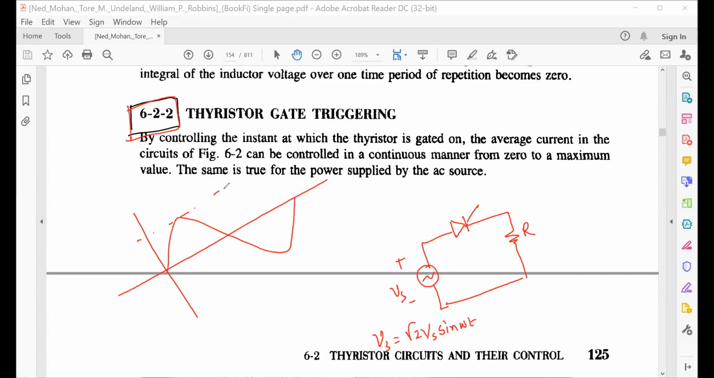So then what will be this value? Can anyone tell me, from this equation? √2 Vs is nothing but the Vm, the peak value of your sinusoidal voltage. So this one is pi, and this is twice pi, and this is your omega t.